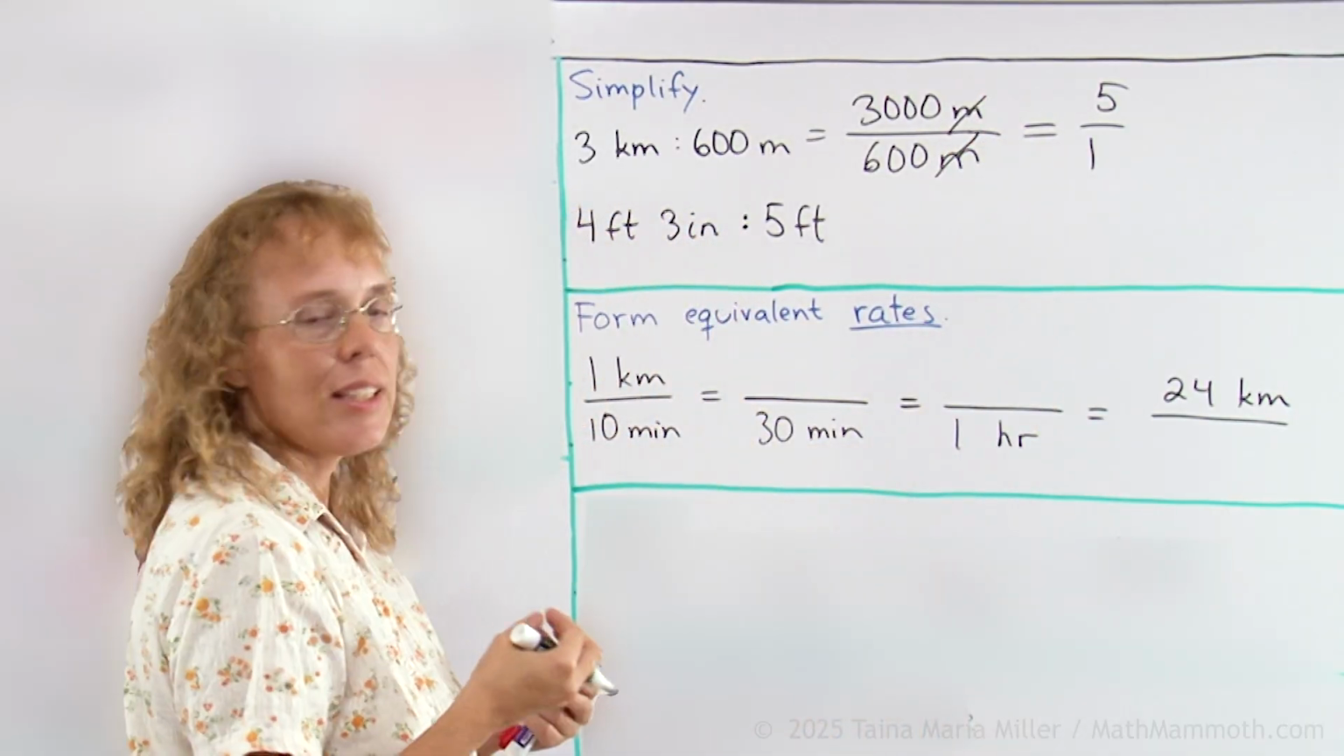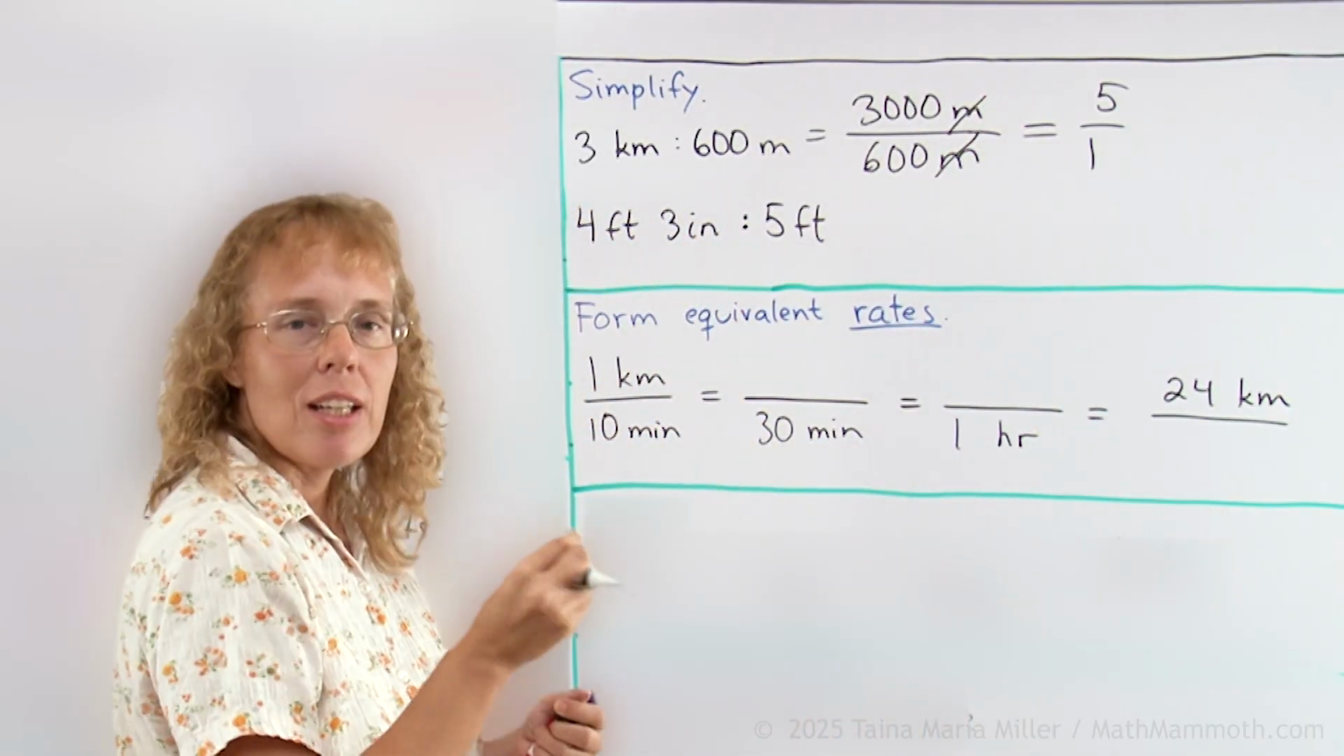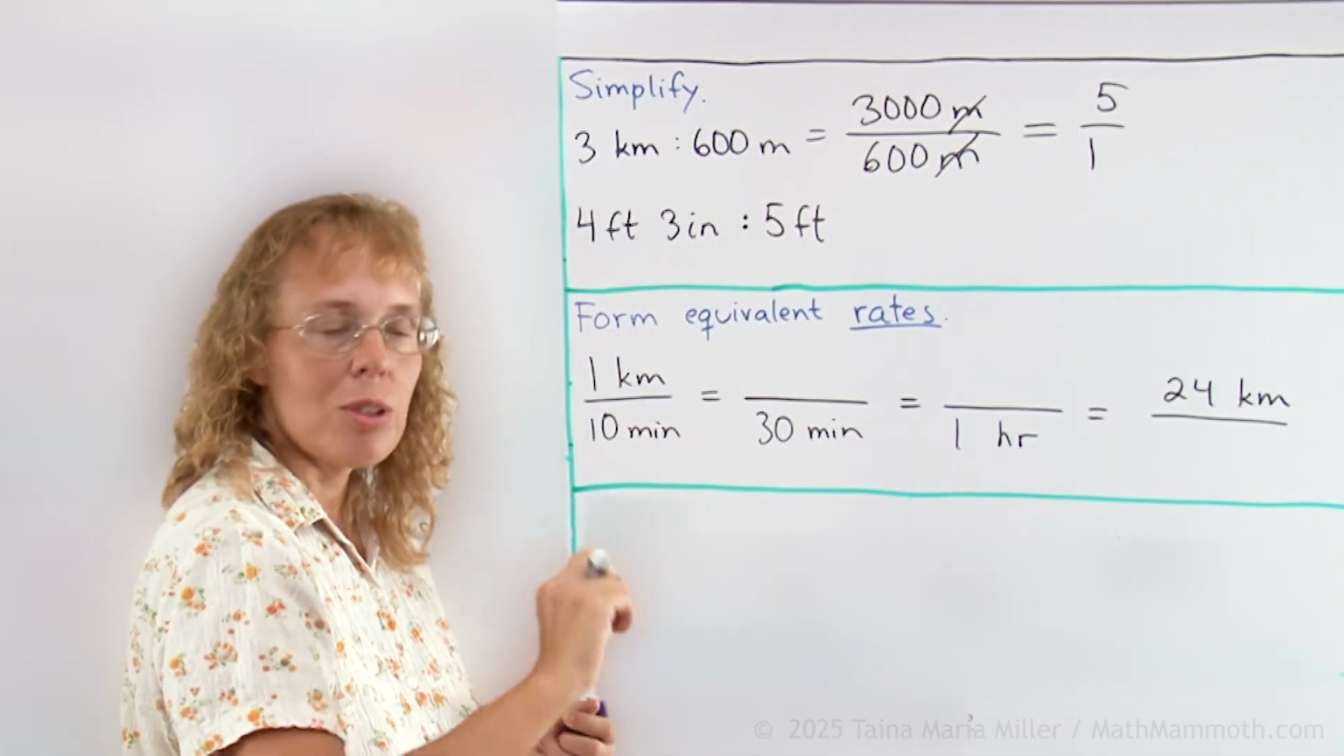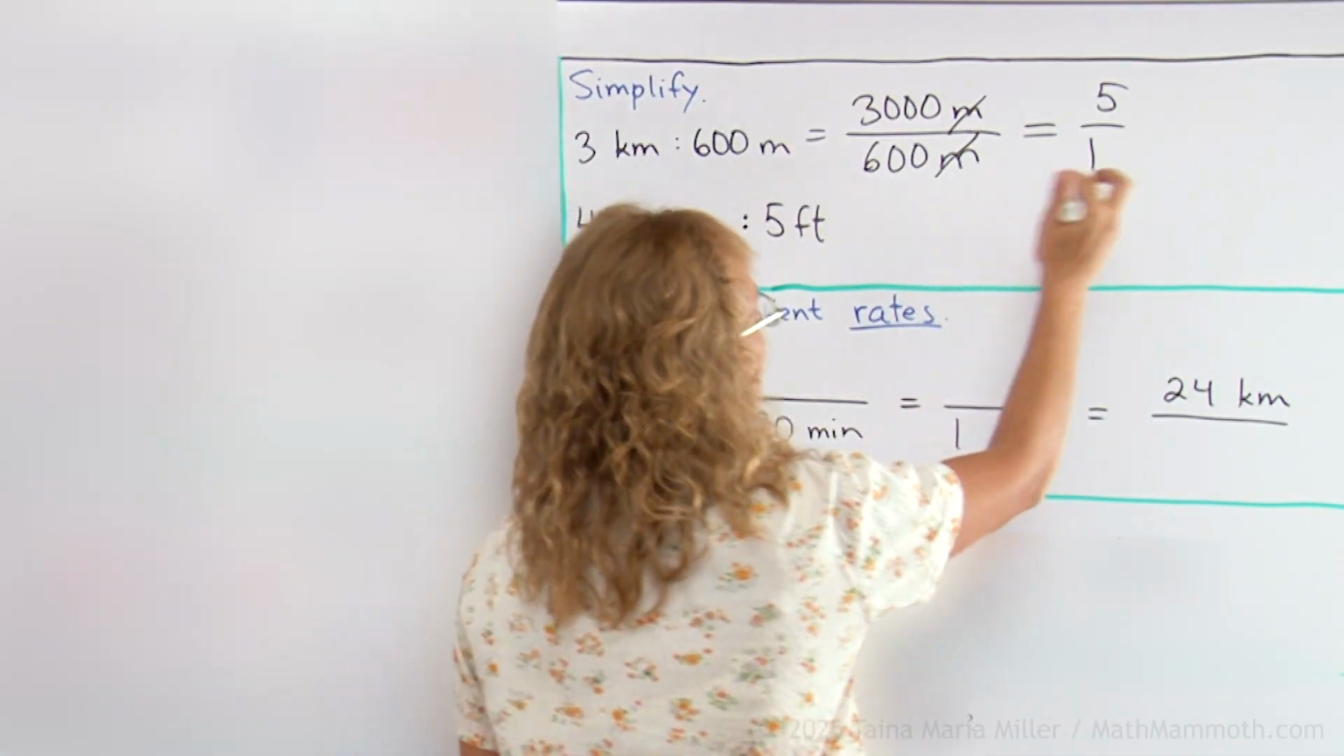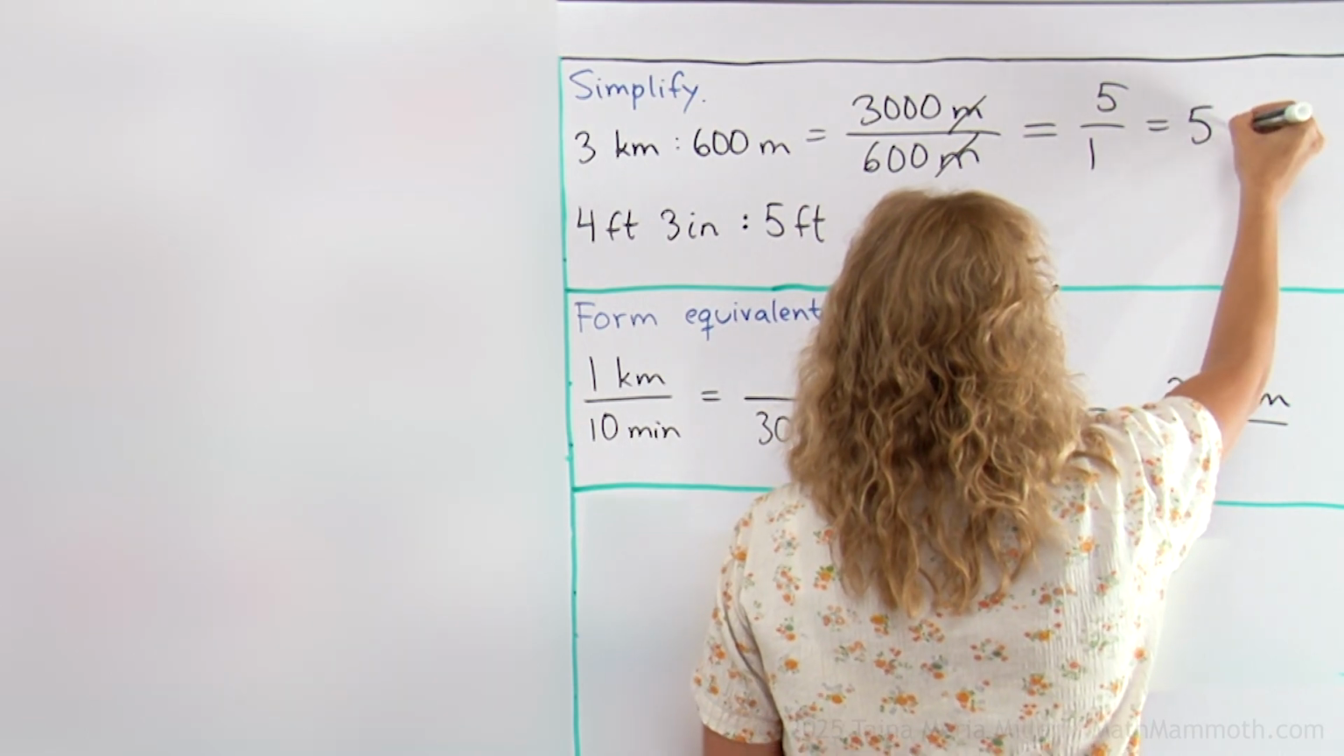Okay? Just like in simplifying fractions, you can cancel out the same number from the top and bottom of a fraction. So these meters cancel out too, and we just get 5 to 1.